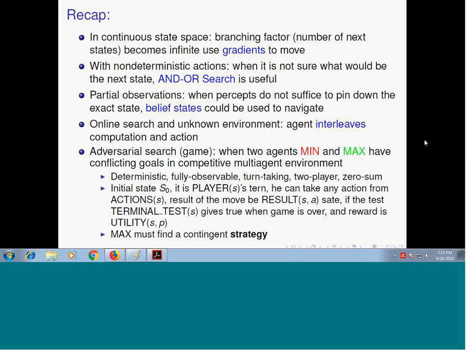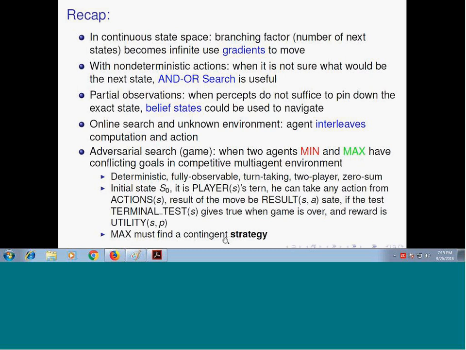So I think I've completed this. Then I would take a question that is very important. Okay, so you understand that he gets a reward, which is the utility of that particular state.